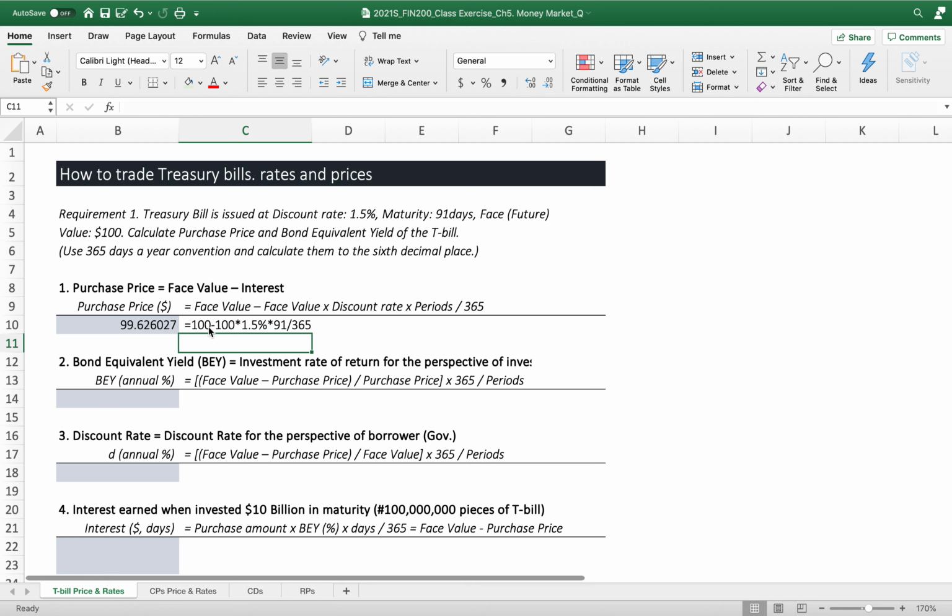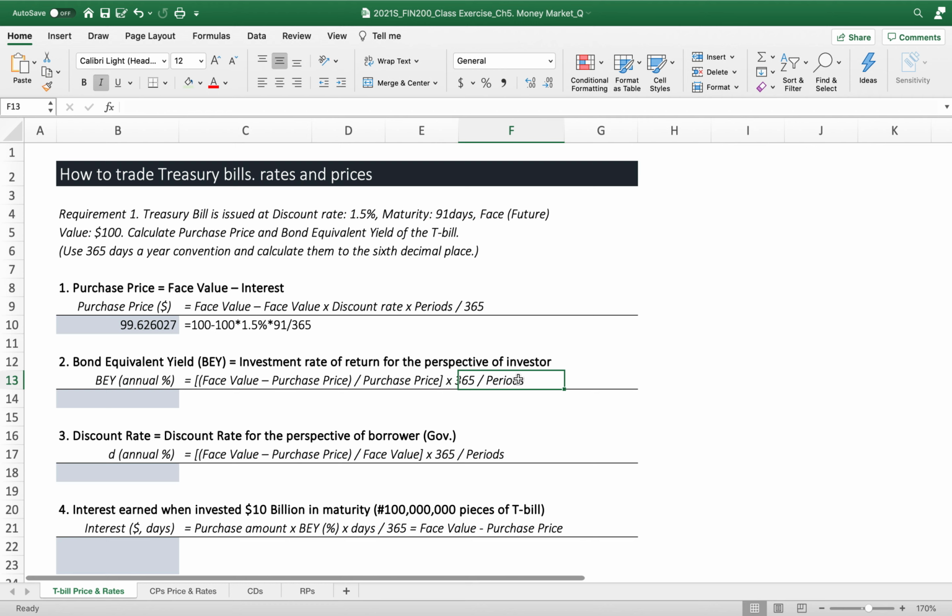Okay, now we got it. So one piece of this treasury bill is purchased at $99.626027. Okay, bond equivalent yield is for the investor's perspective in terms of this investment rate of return, right? Investment rate of return. So how to get it? Here we go. Face value minus purchase price. That is the interest, right? Interest divided by purchase price, initial investment. That is the interest rate.